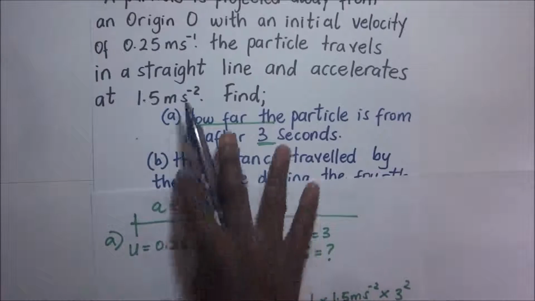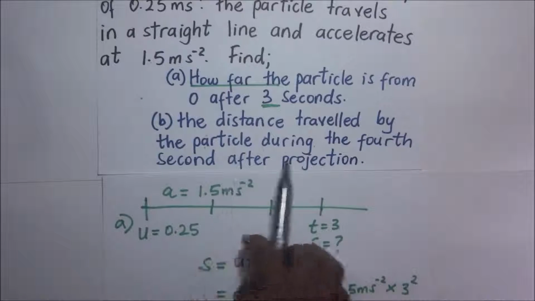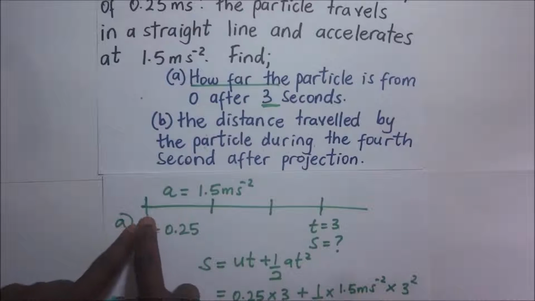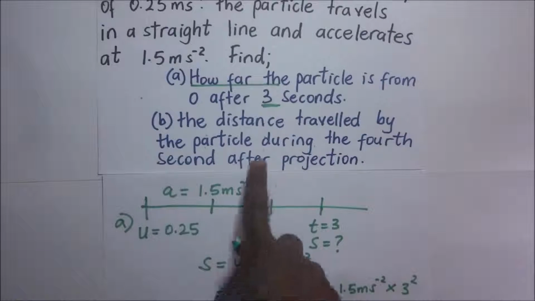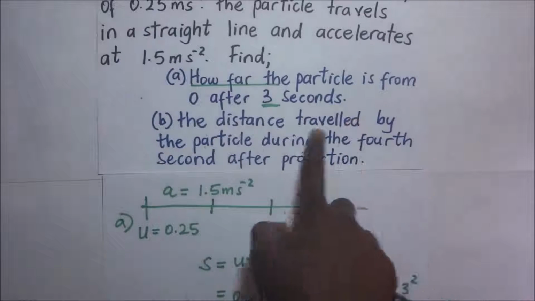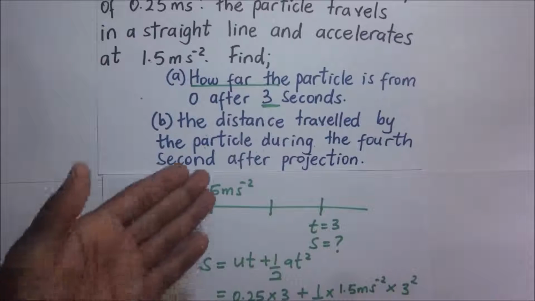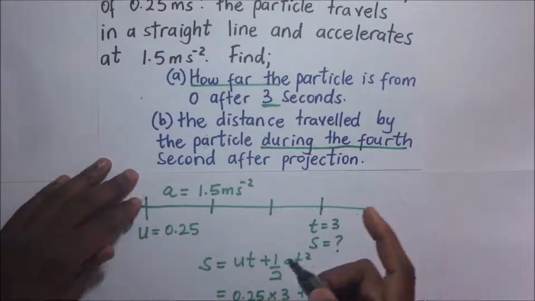So part B, they're asking us to find the distance traveled by the particle during the 4th second after projection. So it means that the particle has been moving from here for 4 seconds, but we want the 4th second. Now there's a difference if they said find the distance traveled by the particle after 4 seconds, then that is different from saying the distance traveled by the particle during the 4th second. So here they want us to find the distance during the 4th second, not after the 4 seconds.